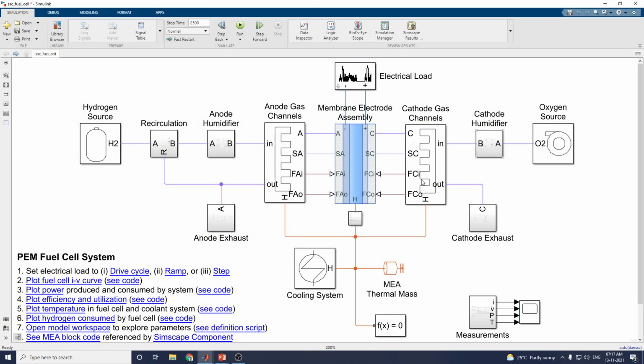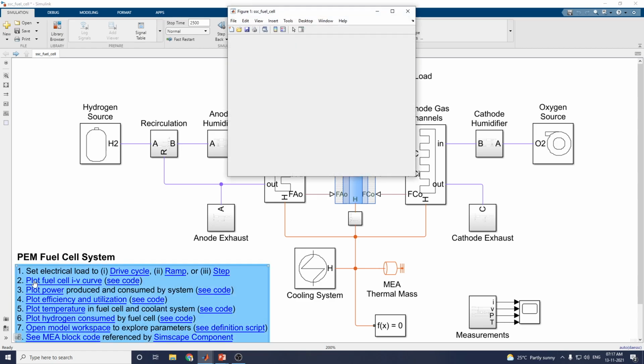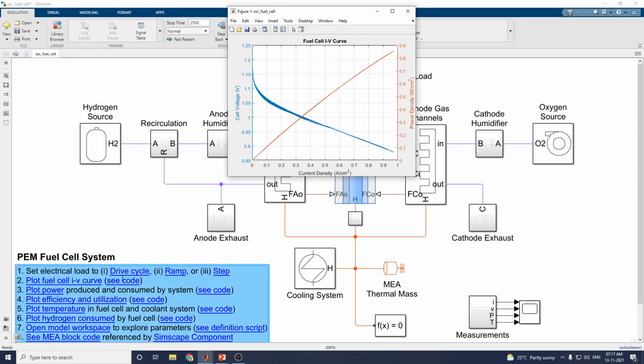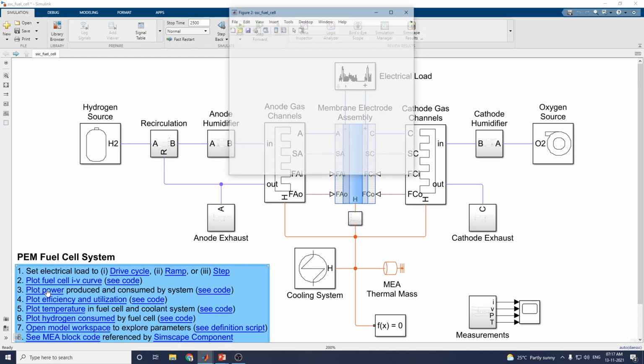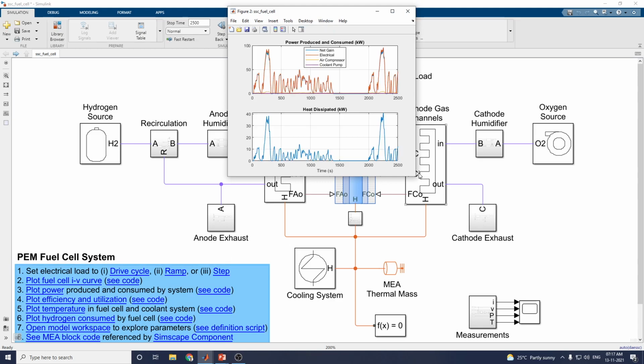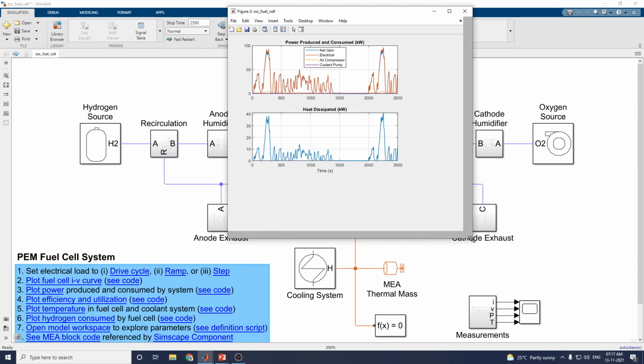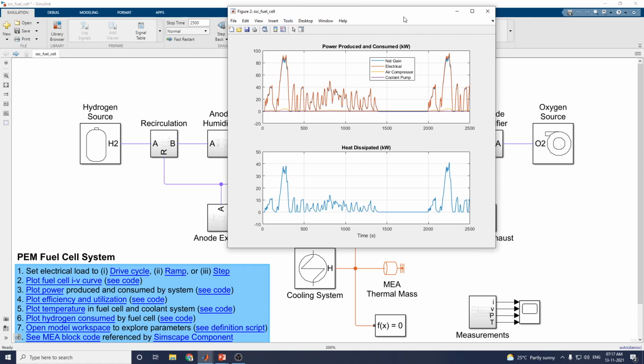Okay, now up to this we are running this electrical load, drive cycle load. Also, we can choose a ramp and step. Now we can see the reusable source code for plots for the fuel cell current voltage curve. The next one, power produced and consumed by the system. Current produced and consumed by the system.